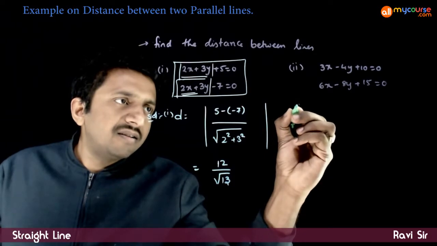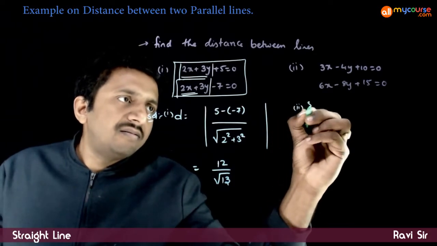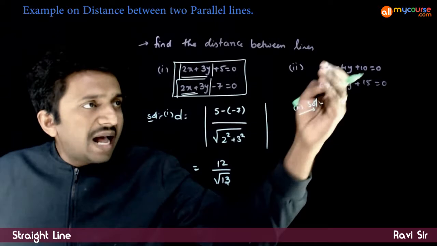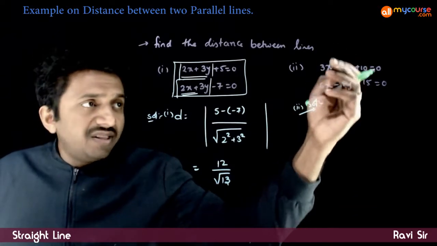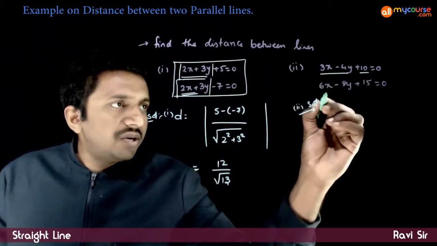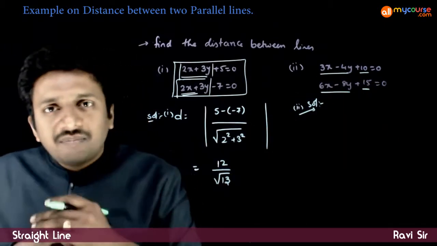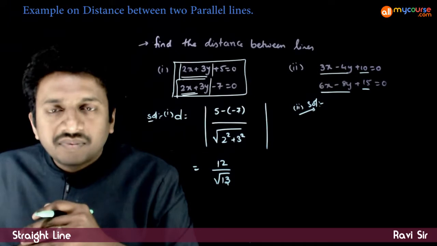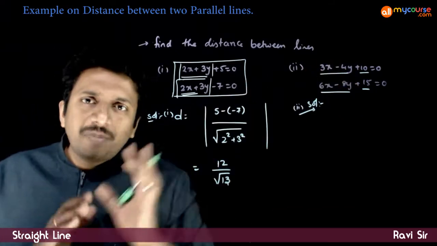Next, you're asked to find the perpendicular distance between these two parallel lines: 3x - 4y + 10 = 0 and 6x - 8y + 15 = 0. These two lines are also parallel.